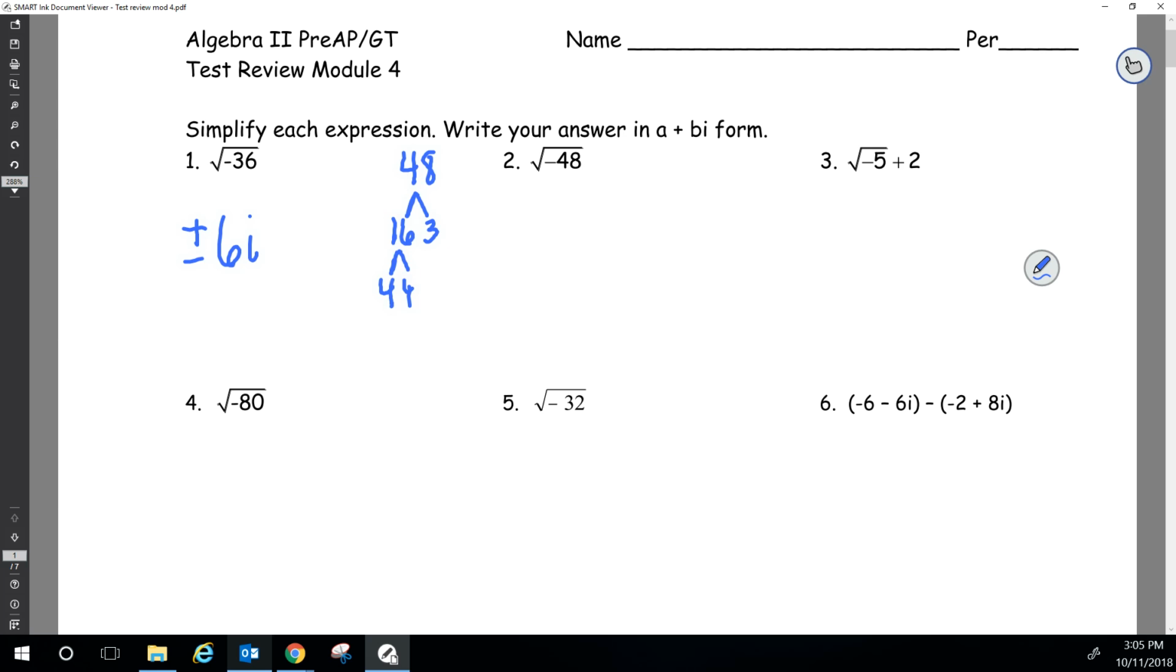For number 2, this breaks down as 48 would be 16 times 3. 16 is 4 and 4. So I've got a pair of 4s that come out. So I'm going to be plus or minus 4 on the outside. 3 is stuck inside. And then that negative sign I'm going to bring out as an i.